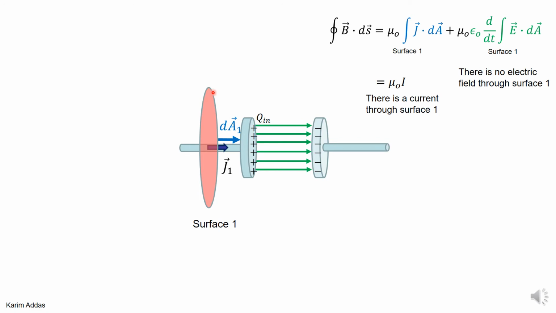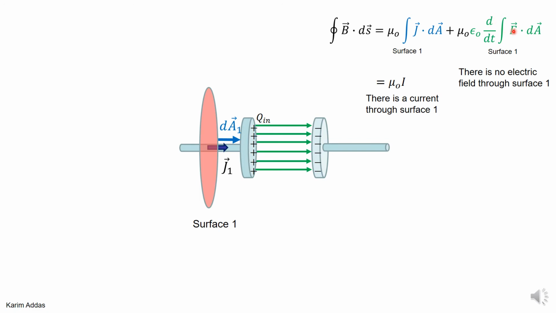And surface number 1 is the flat surface, which is the surface of the circle. And so we want to integrate B dot ds around the perimeter of the flat surface. So we said you have two terms. You have integration of J dot dA through surface number 1 and integration of E dot dA with the derivative with respect to time of that. Now for surface number 1, this flat surface, there is a conduction current, and integration of J dot dA just gives you the conduction current.